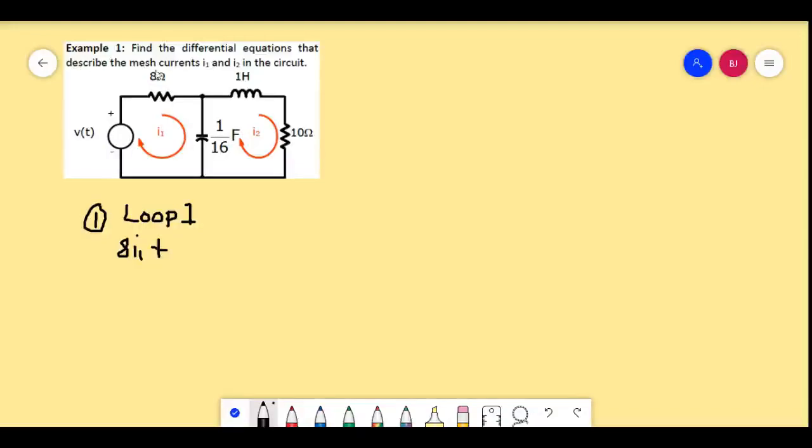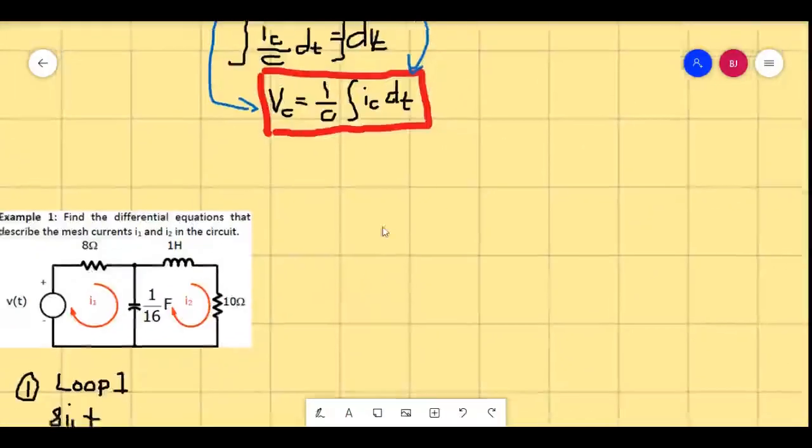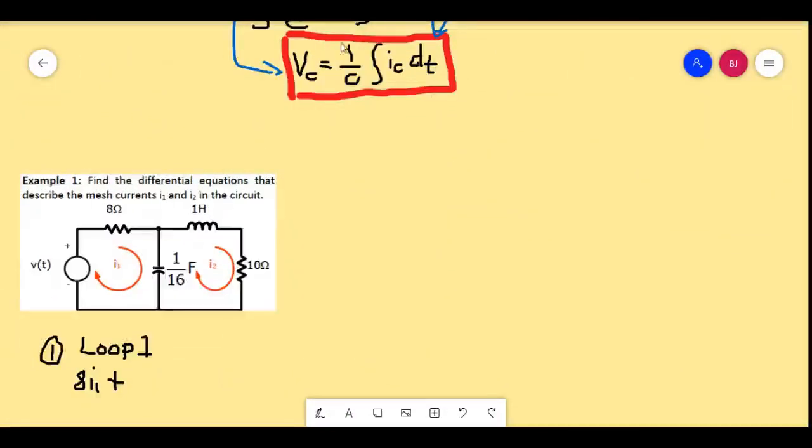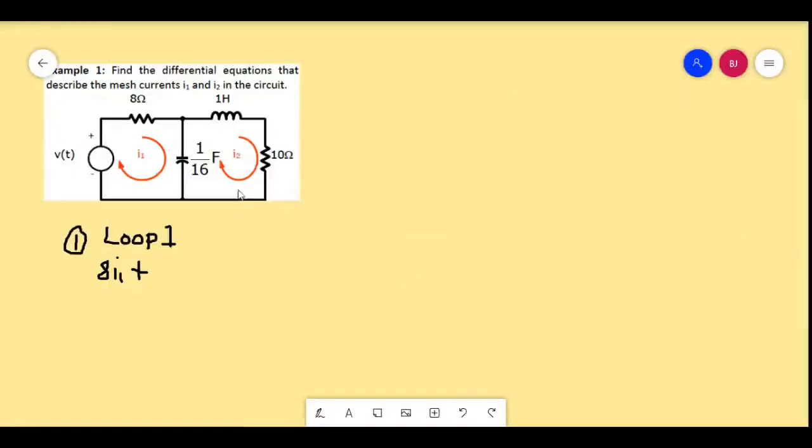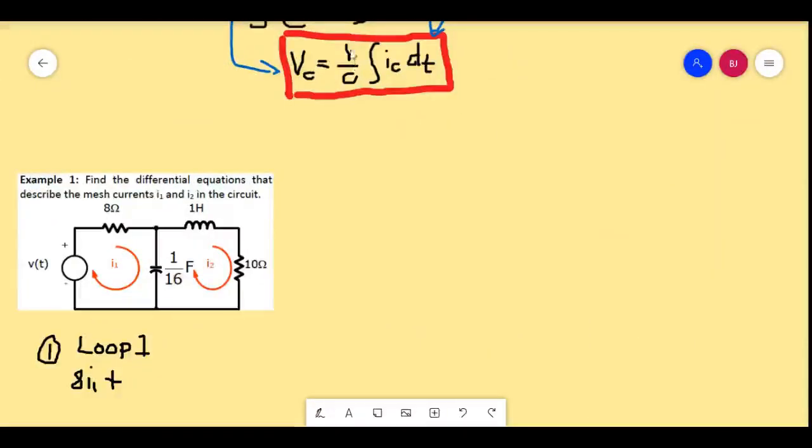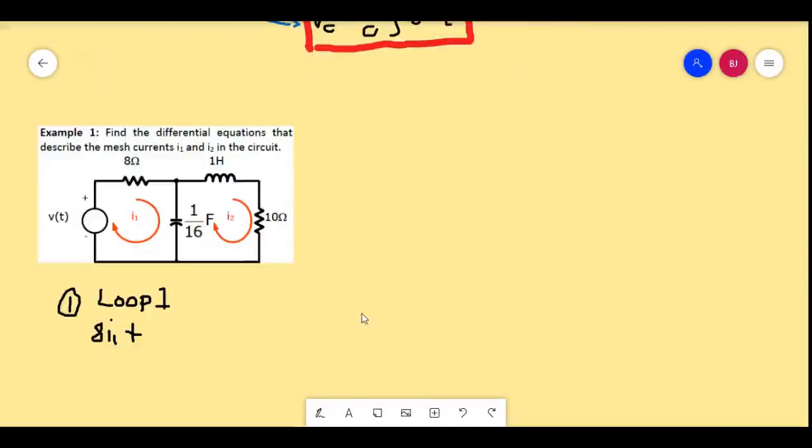Now there's another component in the loop, which is 1 over 16 farad. If we're going to represent this as a voltage, capacitors are represented via this: the voltage is equal to 1 over the capacitance times the integral of the current dt. So the capacitance is 1 over 16, so we'll get the reciprocal of 1 over 16, which will be 16. Okay? So 1 divided by 1 over 16 is 16. So we'll write that. Then the integral.